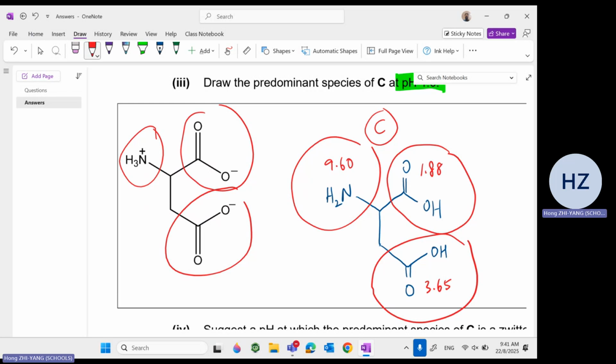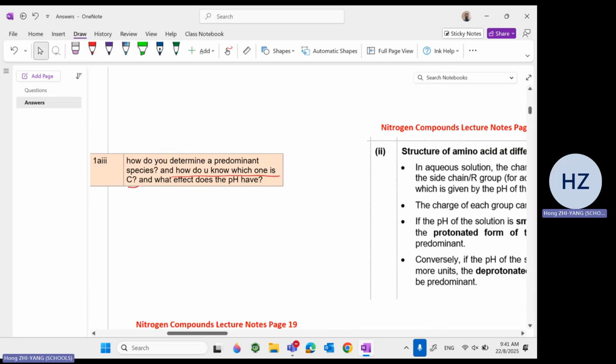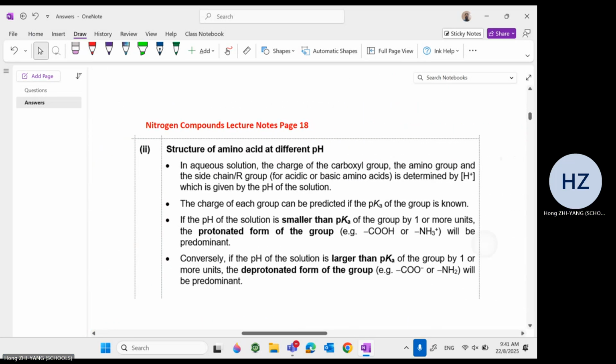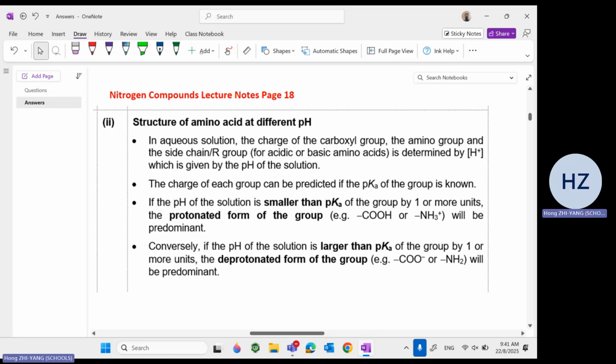All right. And do you know that it's in your notes? This concept is in your notes. Okay, so revelation time. It is in your nitrogen compound lecture notes, page 18. Structure of amino acid at different pH. These 2 bullet points, I'll let you read it for yourself first. Right? Isn't that the same thing I just mentioned?